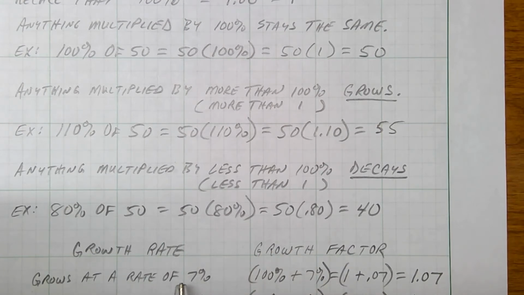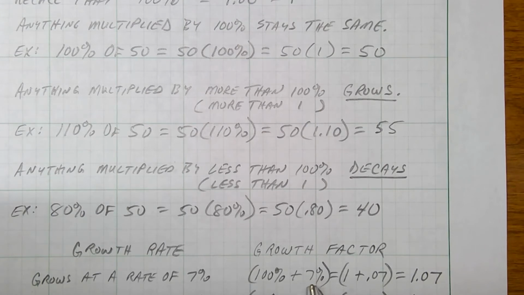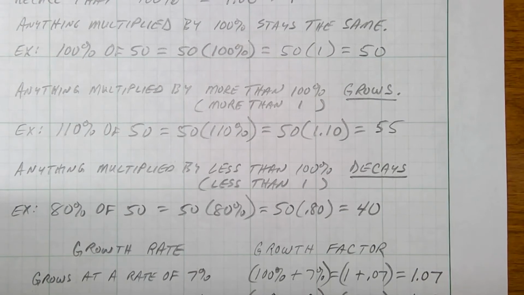Well, if they tell you it's growing at a rate of 7%, they're saying you need to multiply it by 100% plus 7% more because it's growing. They said it's growing. That means it's going to be more than 100%. How much more? It's going to be 7% more than 100%. Well, 7% more than 100% is 107%. That's 1 plus 0.07. Knock off the percent, move the decimal 2 to the left, that's 0.07. So your growth factor, you're going to multiply the initial value by 1.07 if they say it's a 7% growth rate.